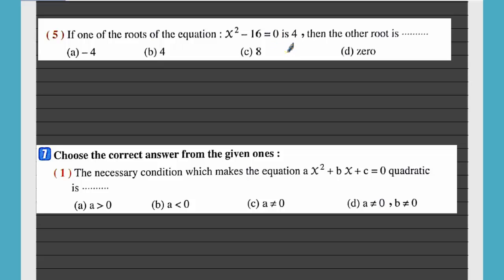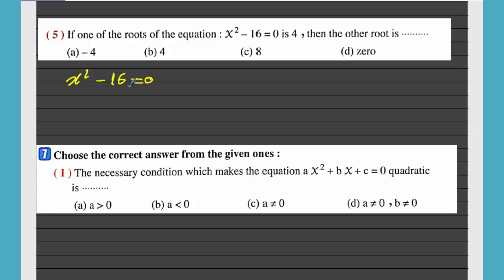is 4, then the other root is... We have a quadratic equation, so we have two roots. Here we have one of the two roots of this equation is 4. So what is the other root? So we solve this equation. We write x squared minus 16 equals 0.